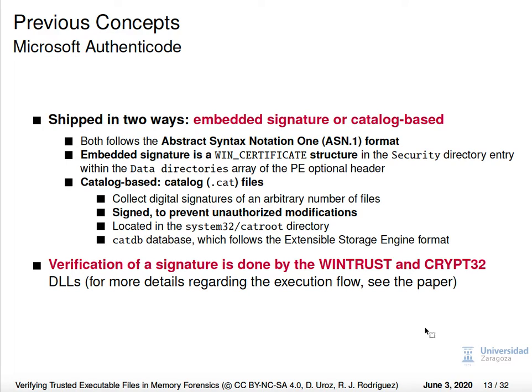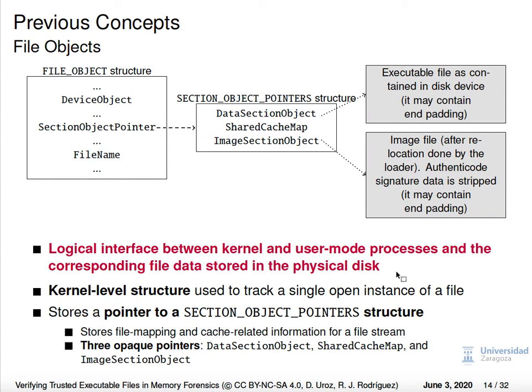The verification of a signature in the case of Windows can be performed through Windows functions, mainly found on these two DLLs. If you want more details about it, you can read on the paper. So we rely mainly on these structures, file objects. A file object is a kernel level structure that is used to link the file data stored in the physical disk with the data used by the kernel and user mode processes.